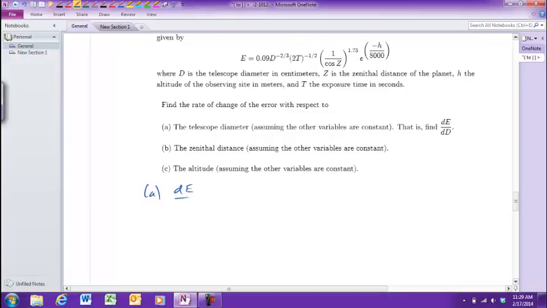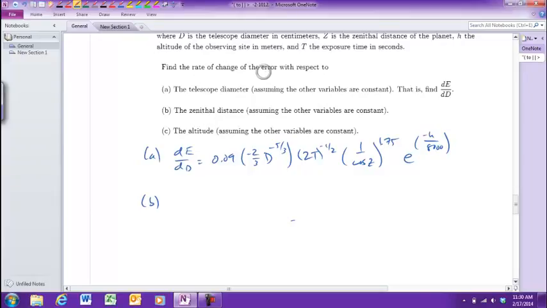So the derivative of E with respect to D is equal to 0.09, that's a constant out in front, times negative 2/3 D to the negative 5/3. That's my derivative of the D, because that's what I'm taking the derivative of. And then all this other stuff just stays the exact same: 2t to the negative 1/2 times 1 over cosine of z to the 1.75 times e raised to the negative h over 8,000.